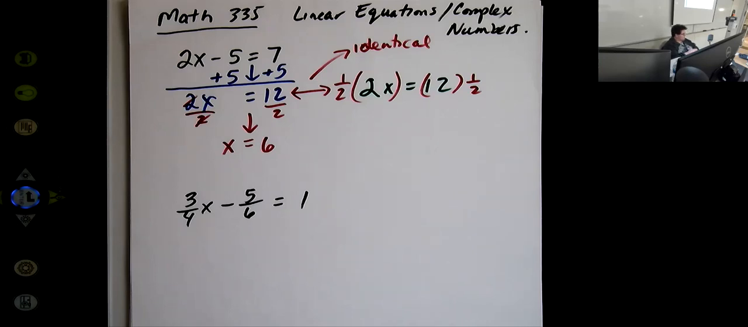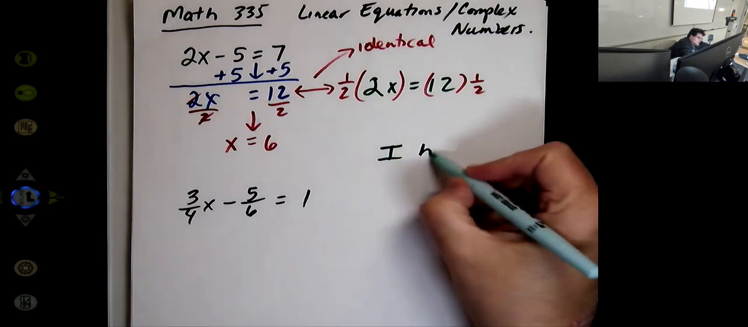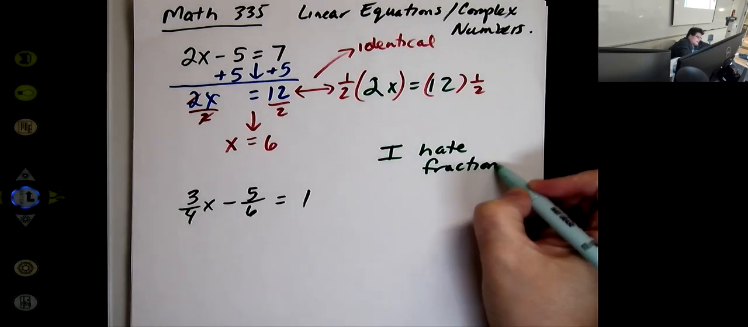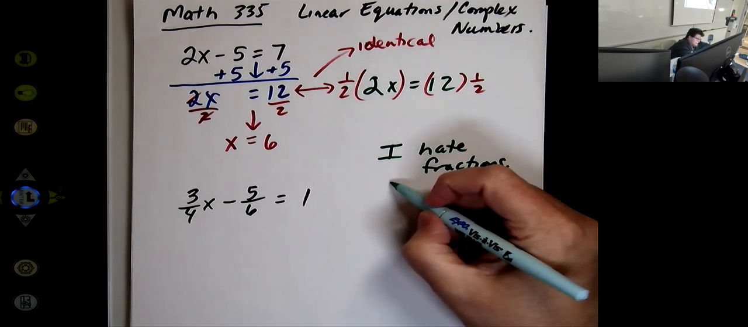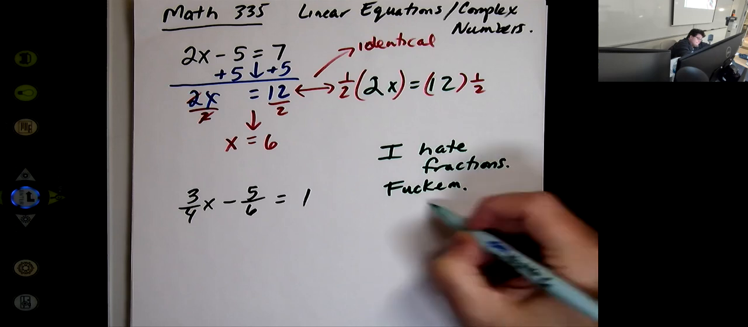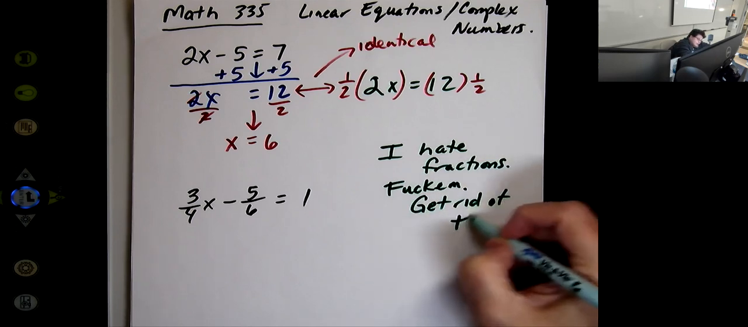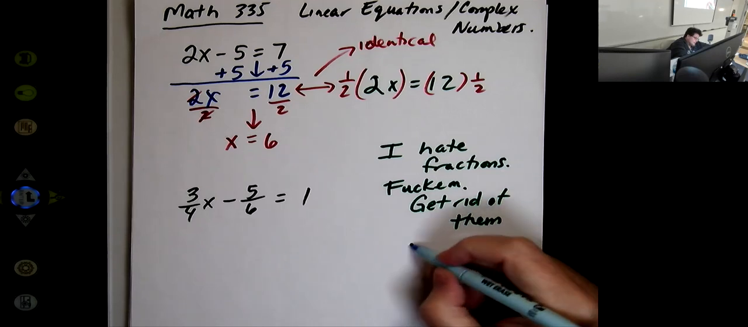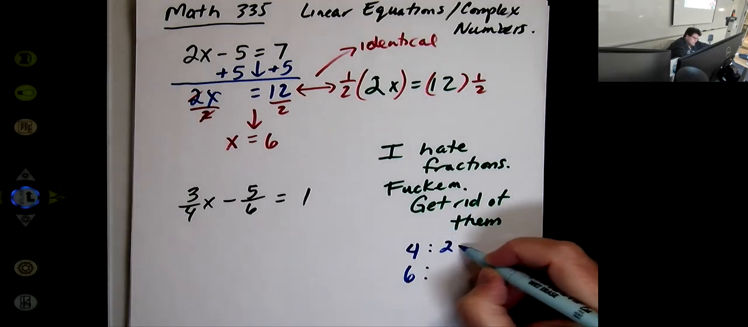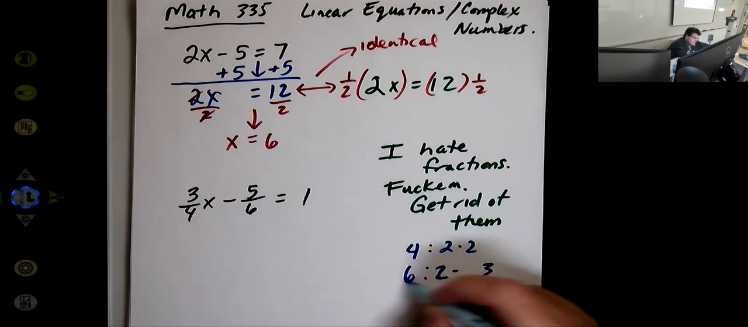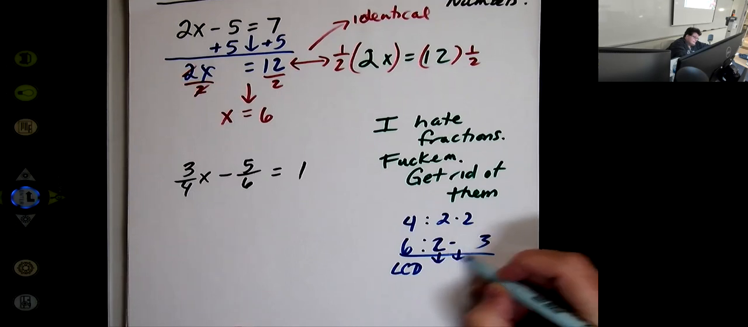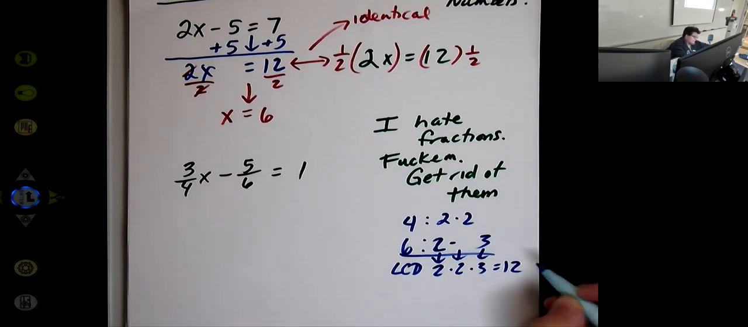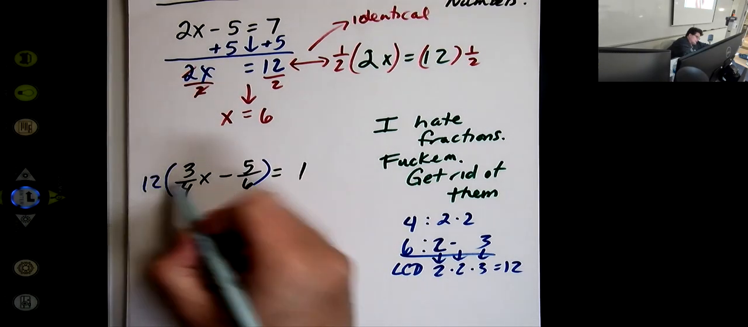Rather than moving or adding or subtracting, I hate fractions. So I would do my best to clear fractions. Get rid of them. So to do that, multiply by the lowest common denominator, as you were saying. Any denominator would work that cancels off the 4 and 6. The lowest one, though: 4 is 2 times 2, 6 is 2 times 3. The LCD, 2 times 2 times 3, is 12. So I'm going to multiply both sides by 12.